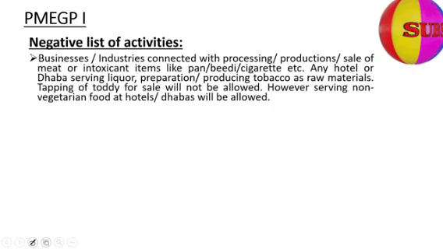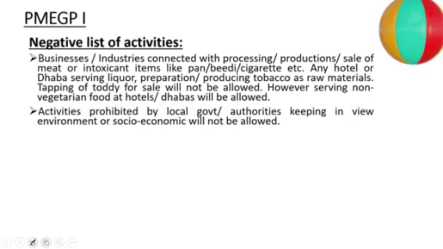Okay. Then for what purpose can PMEGP not be given? There is also a negative list. Sometimes a question will be asked, where some activities will be given by the examiner: which of the following is in the negative list of PMEGP? One is business or industries connected with processing, production, sale of meat or intoxicant items like pan, bidi, cigarette, etc. Any hotel or dhaba serving liquor, or using tobacco as raw material, is not permitted under PMEGP. Okay. Any activity which is prohibited by local government authorities keeping in view environment or socio-economic concerns will not be allowed.